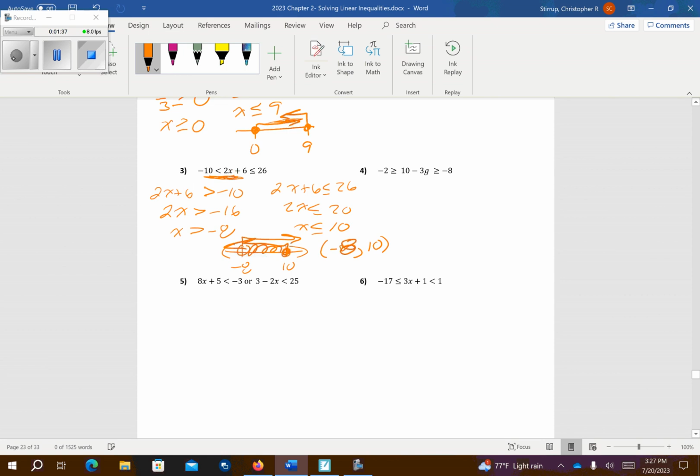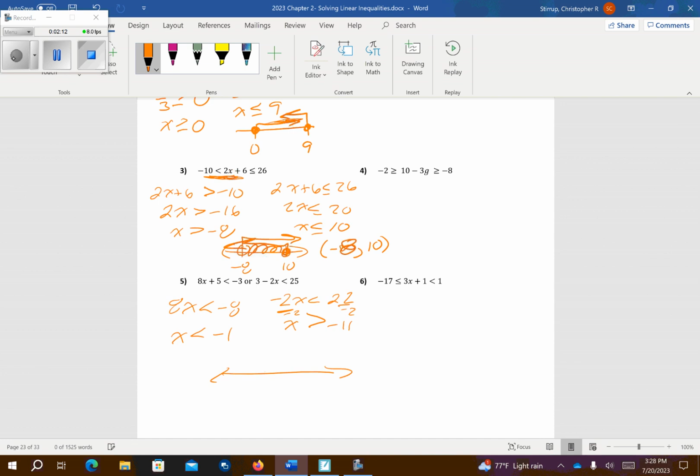Okay, problem number 5, it's an OR problem because the word OR is there. So let's solve each. Subtract 5 from both sides. Divide each side by 8. I don't have to flip the sign because I didn't divide by the negative 8. Then I'm going to solve this one, so I'm going to subtract 3 from both sides. Divide each side by negative 2. In this case, the sign flips over because I'm dividing by the negative 2 to get rid of it.